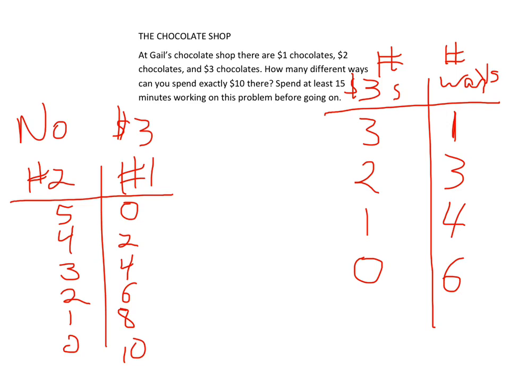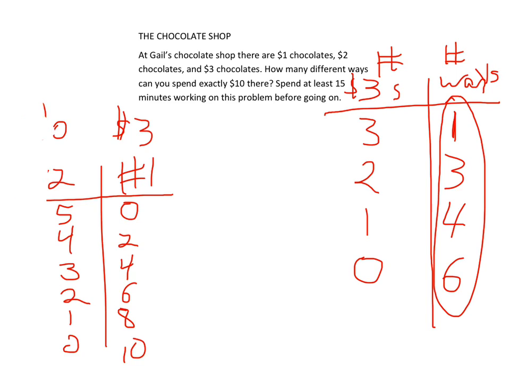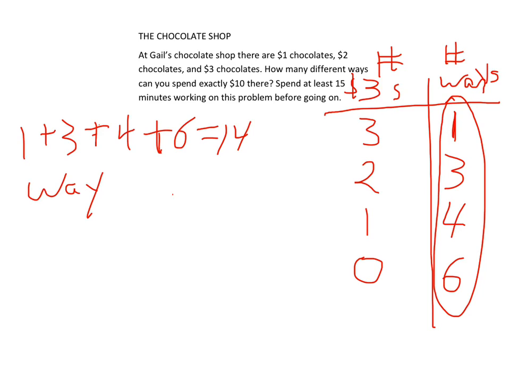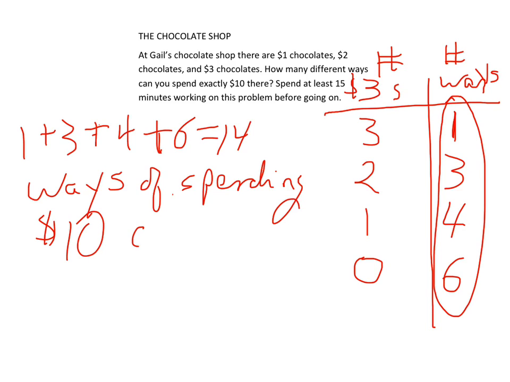And so how many total ways are there to spend $10? Well, we simply add these up. 1 plus 3 plus 4 plus 6 equals 14 ways of spending $10 on chocolate, which, by the way, is a very good way of spending $10, I think. Especially if I spell it correctly.